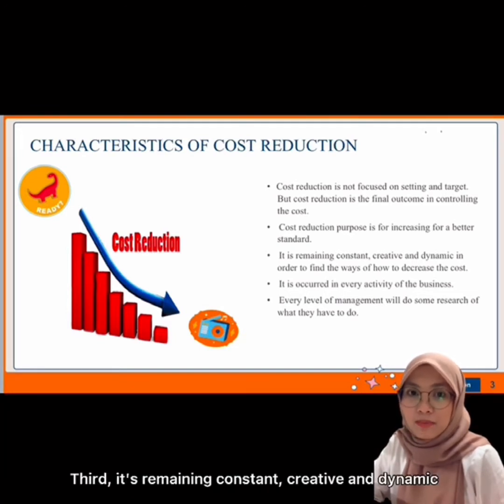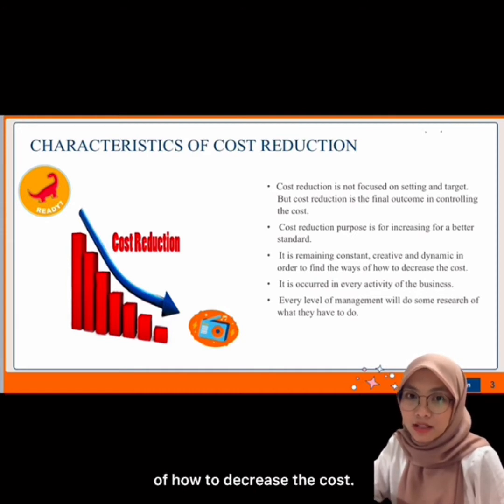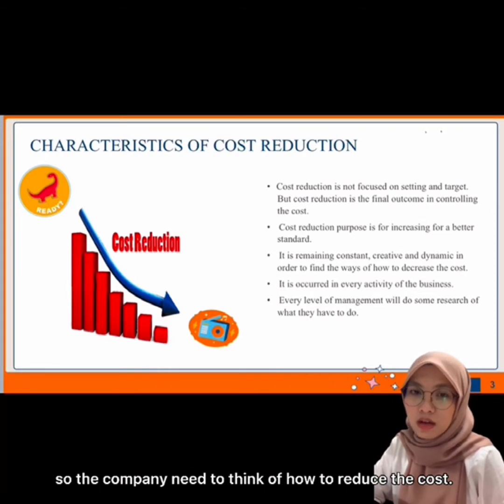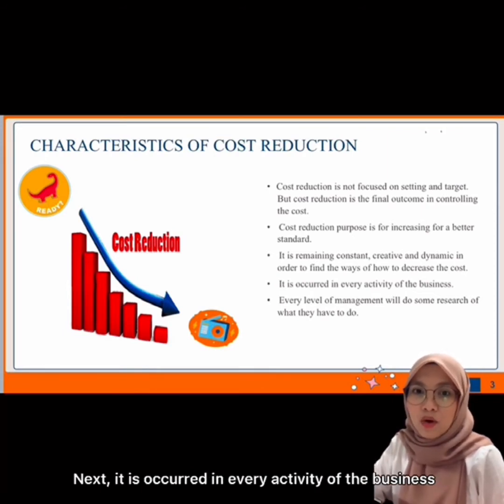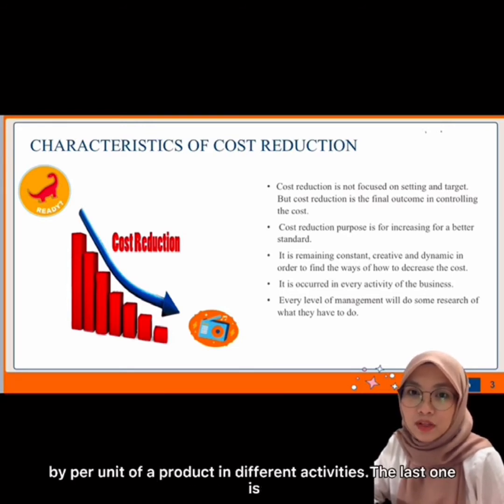Third, it remains constant, creative and dynamic in order to find ways of how to decrease the cost. Maybe it is because some of the costs are hard to change since they are fixed costs, so the company needs to think of how to reduce the cost. Next, it occurs in every activity of the business, since this cost is involved in saving per unit of a product in different activities.